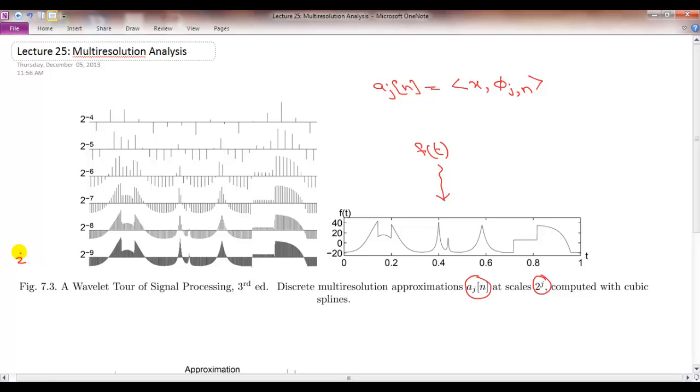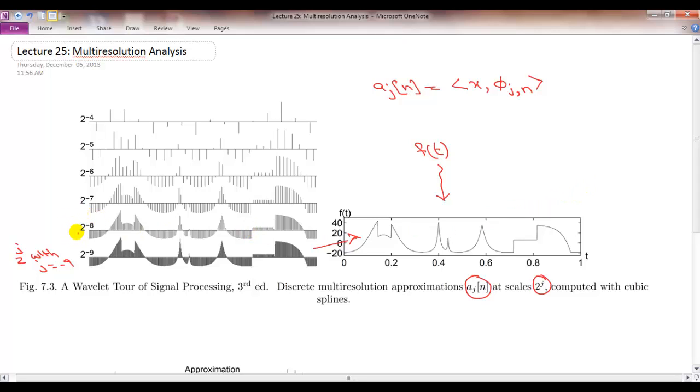So 2 to the j with j equal to minus 9. So you have the most details of your function. If you keep on taking j smaller and smaller, this will start resembling more and more like this function. Right? And if you were to express the entire approximation by multiplying it with phi_jn's, which in this case are cubic splines, then you will start getting more and more of this function exactly.